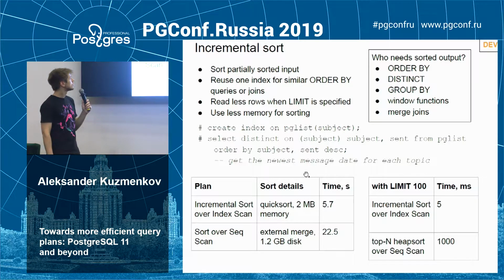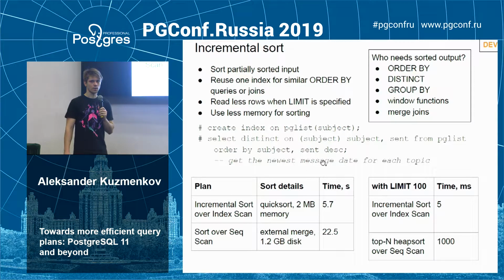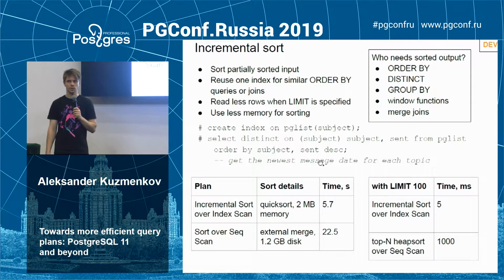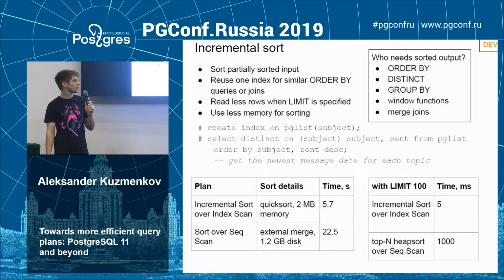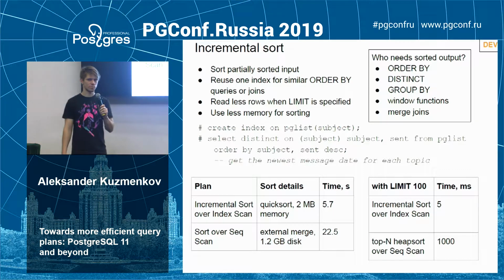Yet another interesting thing, if we switch to data sorting, we also have an interesting patch, incremental sorting. Why do we need to sort data in our database? There are a lot of reasons. First of all, ORDER BY, DISTINCT can be computed by sorted data, grouping, window functions, and merge join also require sorted data. We do sorting quite often, and it's nice to speed it up.